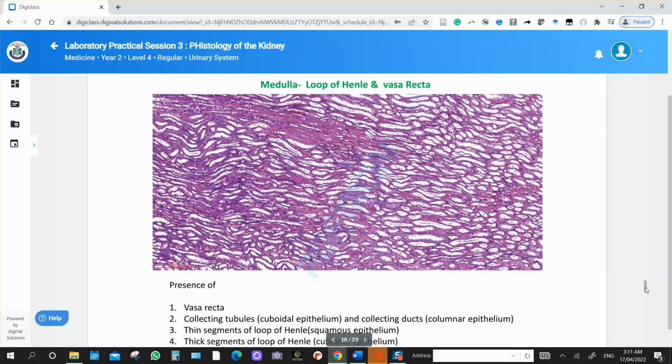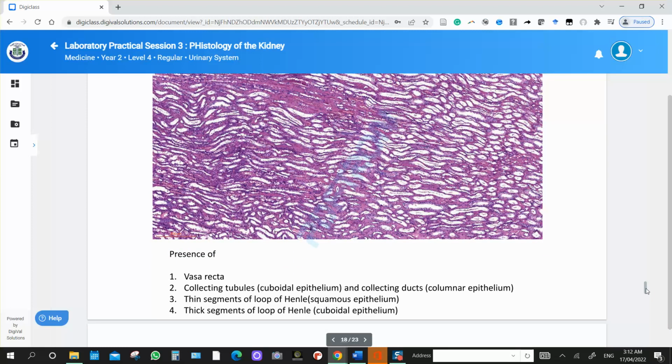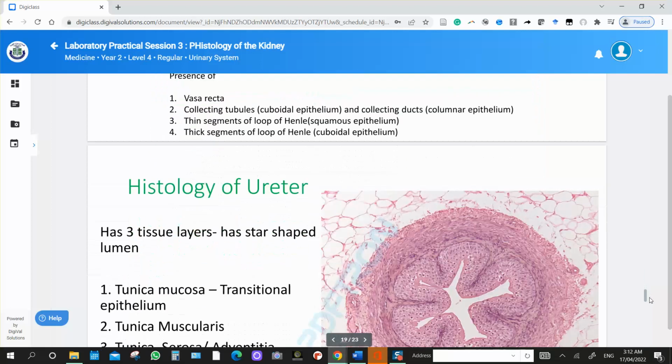Okay, moving on, we can see here again it's medulla. So the loop of Henle and vasa recta are seen, and they look very similar. So you should just know the features. In this slide, medulla has vasa recta, collecting tubules and collecting ducts, thin loop of Henle, simple squamous epithelium, thick loop of Henle, simple cuboidal epithelium.